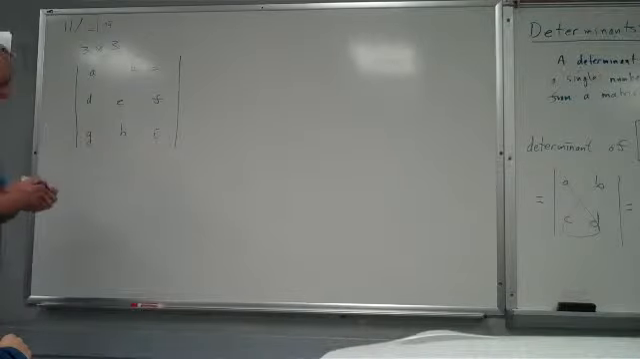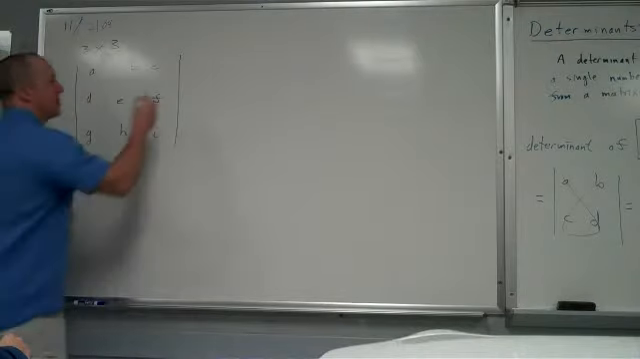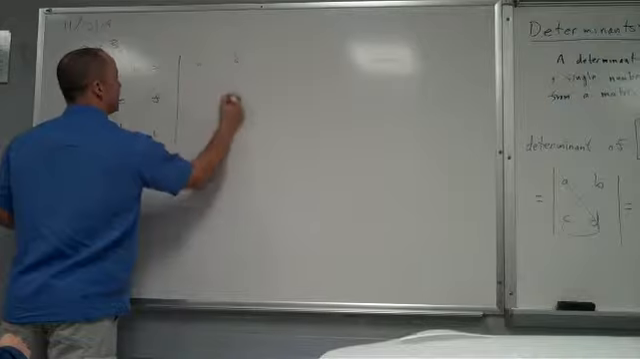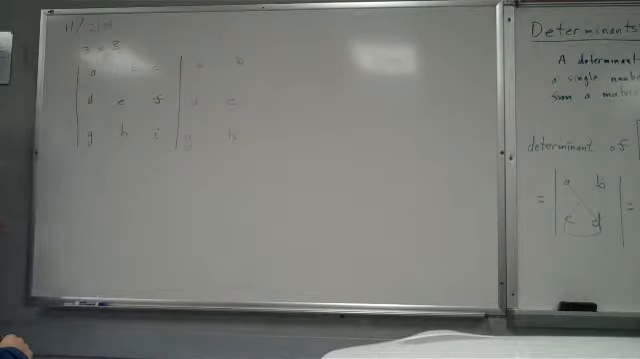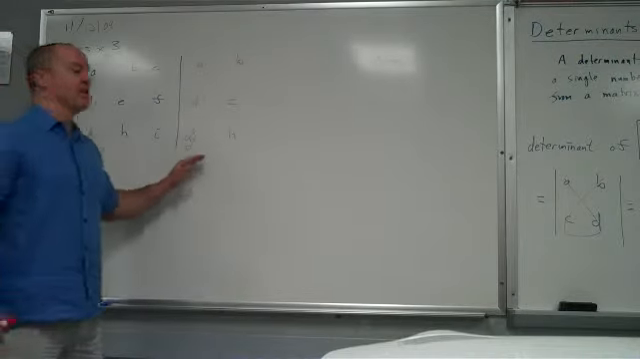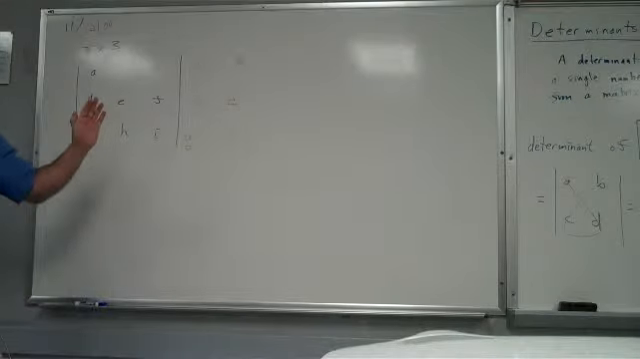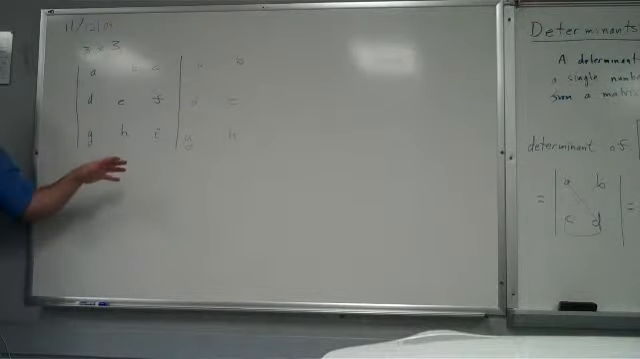So here's the trick. You take the first 2 columns of the matrix, and you redraw them out here. So you take your 3 by 3 matrix, and you turn it into essentially a 5-column matrix. If you're using this method, I'll teach you a different method if you don't like this one. Most people tend to like this one better.